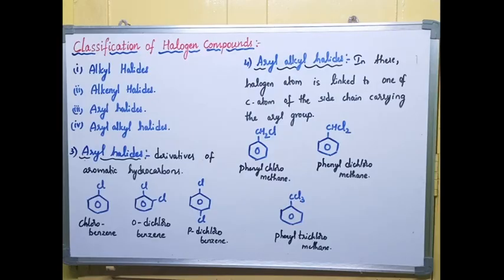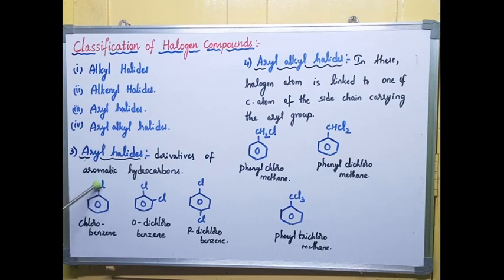Coming to the third type, aryl halides. These are also called aromatic halogen compounds. That means they are obtained from aromatic hydrocarbons, so aromatic rings will be there in this structure. The best example is benzene. Benzene consists of three alternate double bonds, 6 carbons, and a hydrogen atom at each carbon. If this hydrogen atom is replaced with Cl or any other halogen, then they are called aromatic halogen compounds, aryl halides.